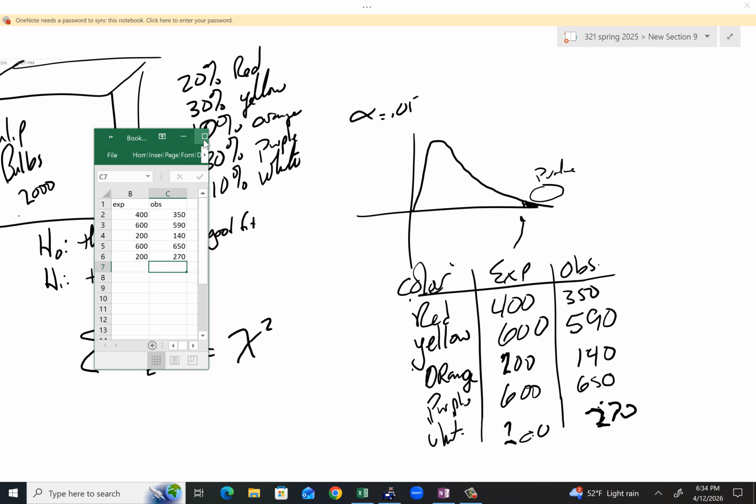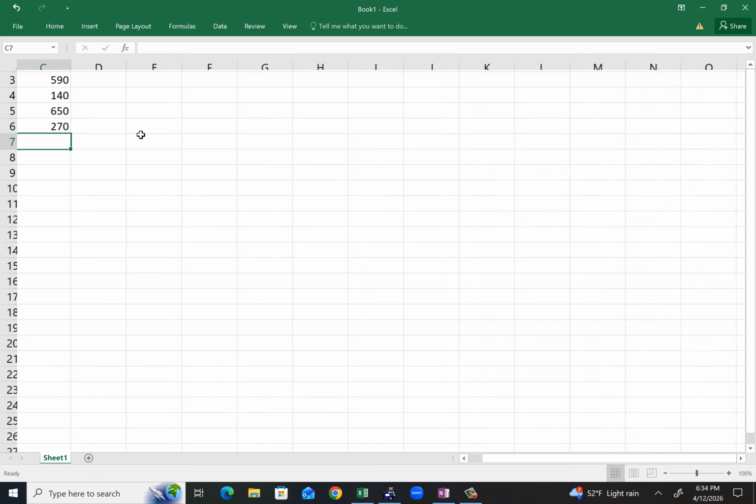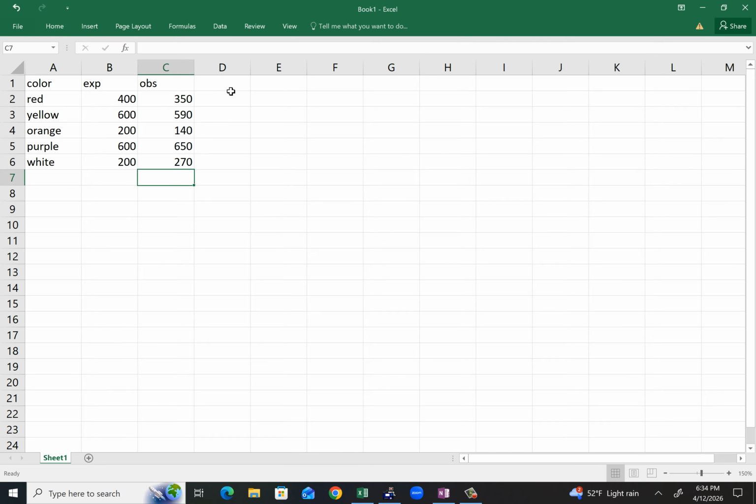Now, here's what's going to happen. Boom, ta-da. So what I'm going to do is go equals, parentheses, observed minus expected, squared, divided by expected. Am I right? And then I'm going to paste that down, and then add those up. Equals the sum of these guys. Done. And I get that big, awful number.